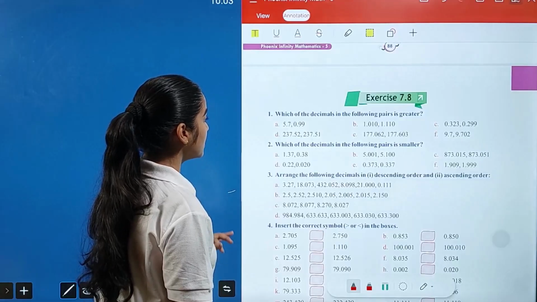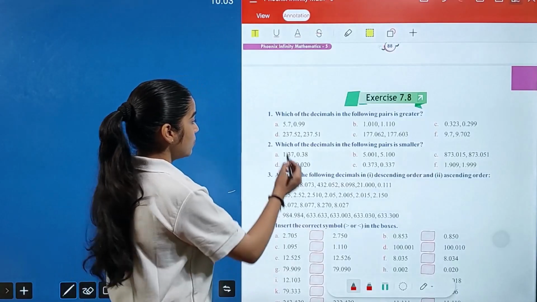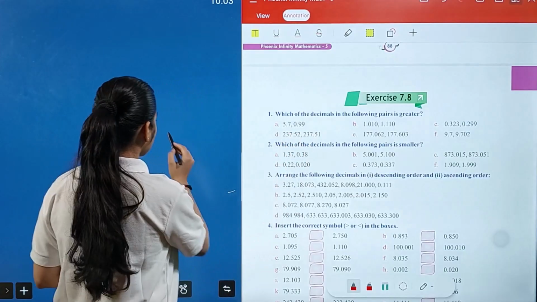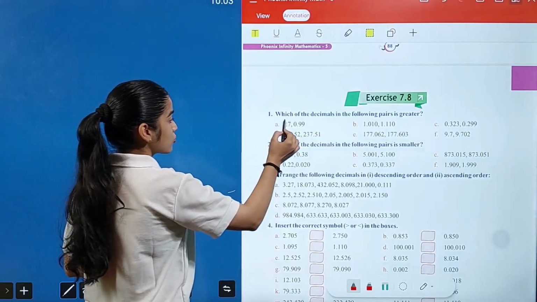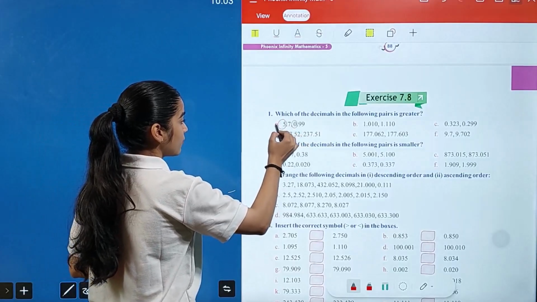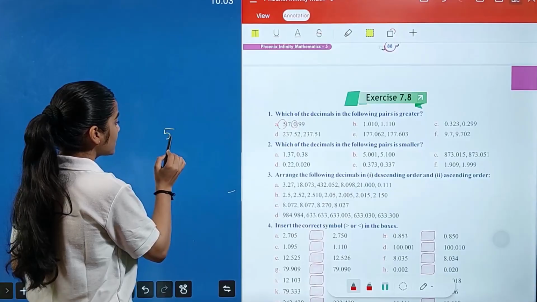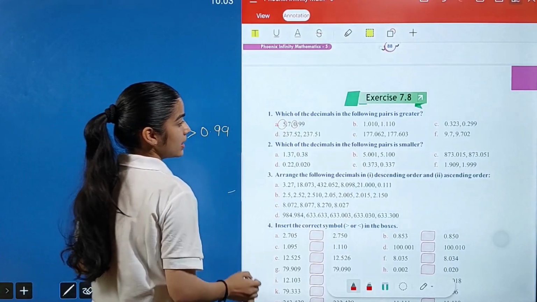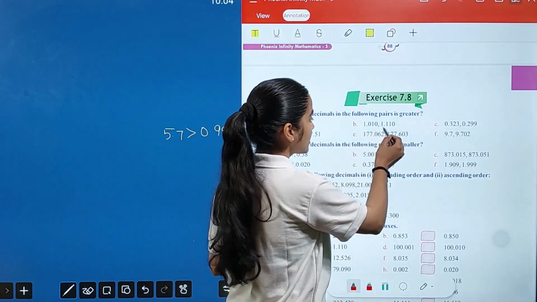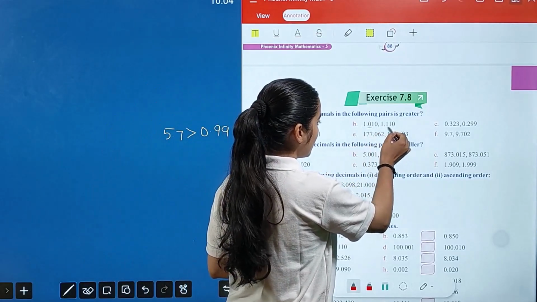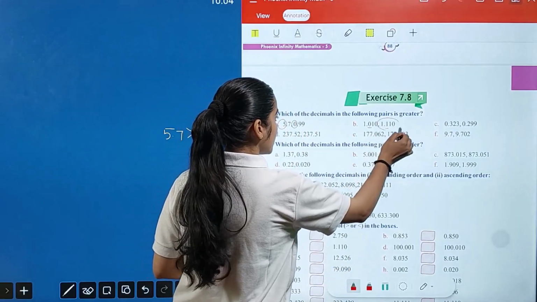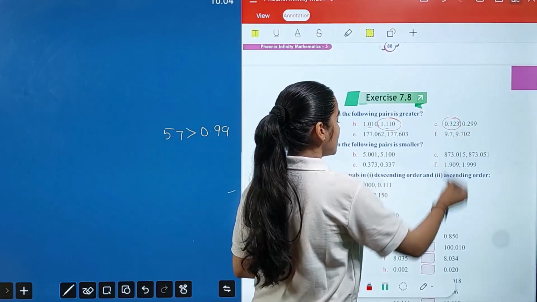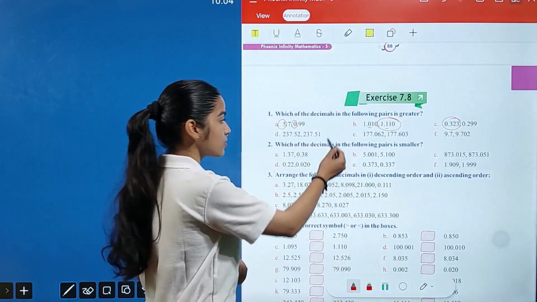Which decimal in the following pairs is greater? So 5.7 or 0.99. First you can take your whole parts. So 5 and 0, which one is bigger? 5. So it means 5.7 is bigger as compared to 0.99. Next we have 1 point, 1 point, whole numbers are the same. So we shift to the next number, 0 and 1. It means this one is greater. Now 0.3 and 0.2, it means 0.3 is greater. In the same way you can do the rest of the parts as I do.